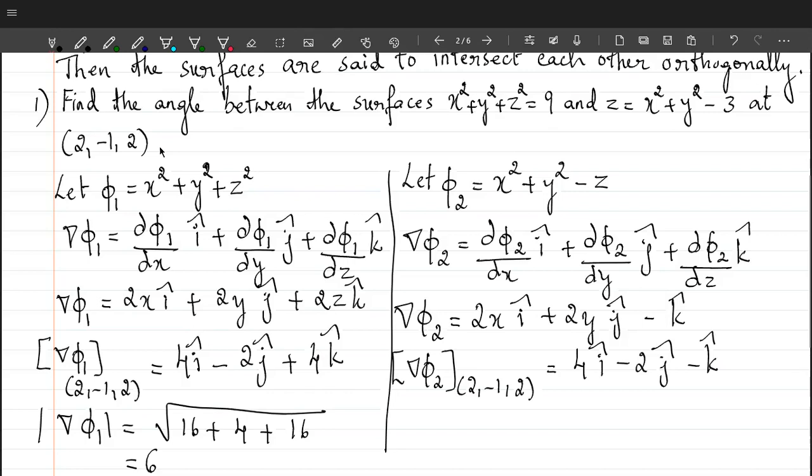So what is the value of the magnitude in this? The magnitude of del phi 2 should be equal to square root of 4 square is 16, 2 square is 4, and here I should get 1. So I get 16 plus 4, 20, plus 1, root of 21.